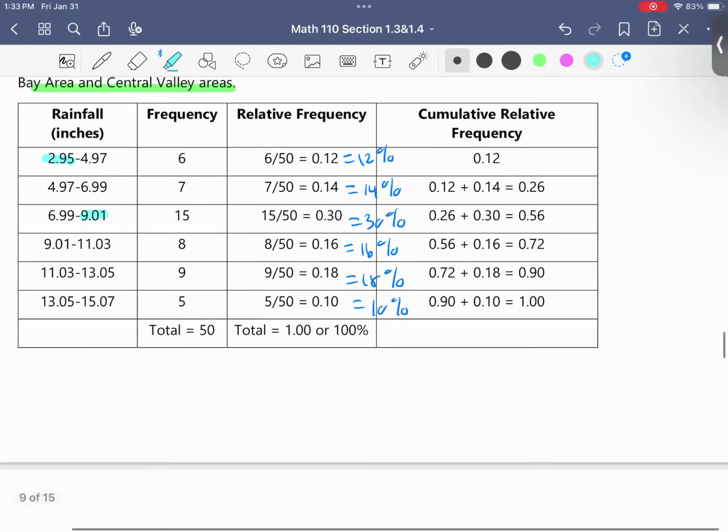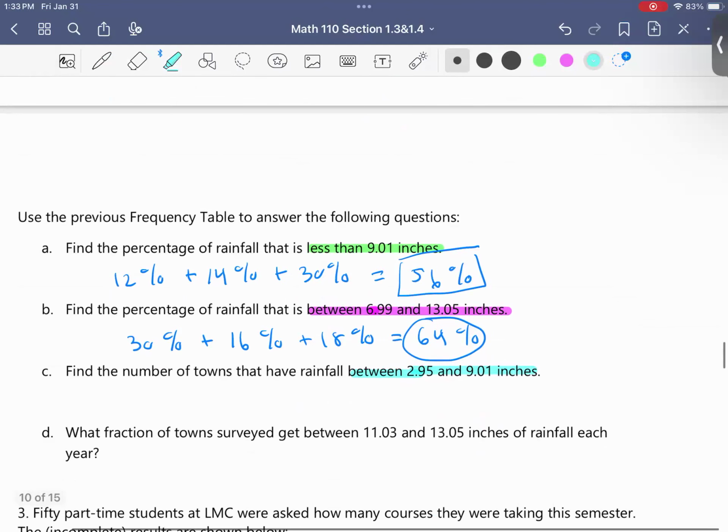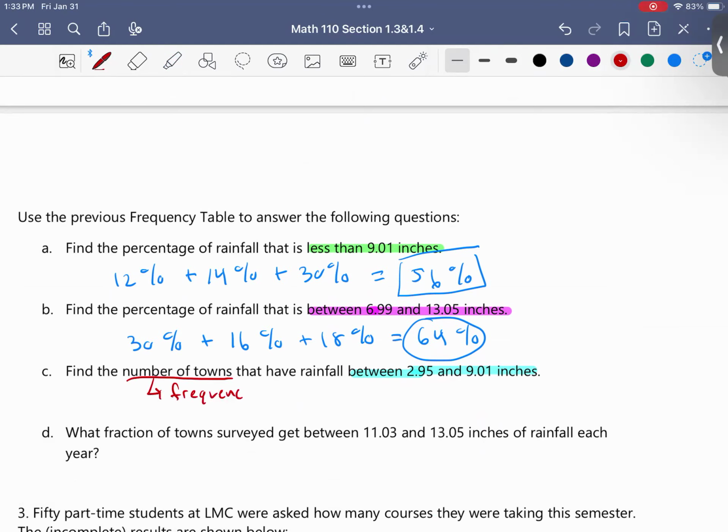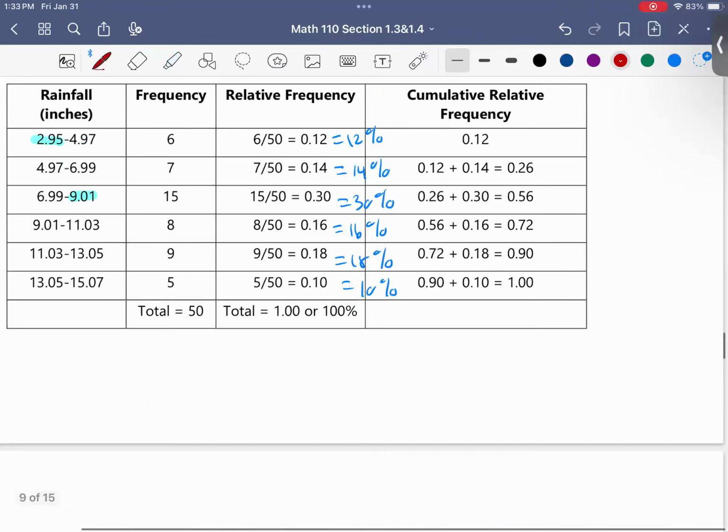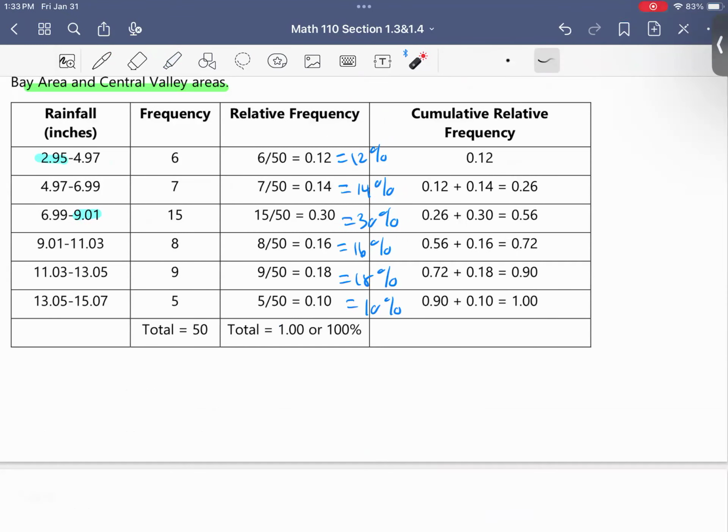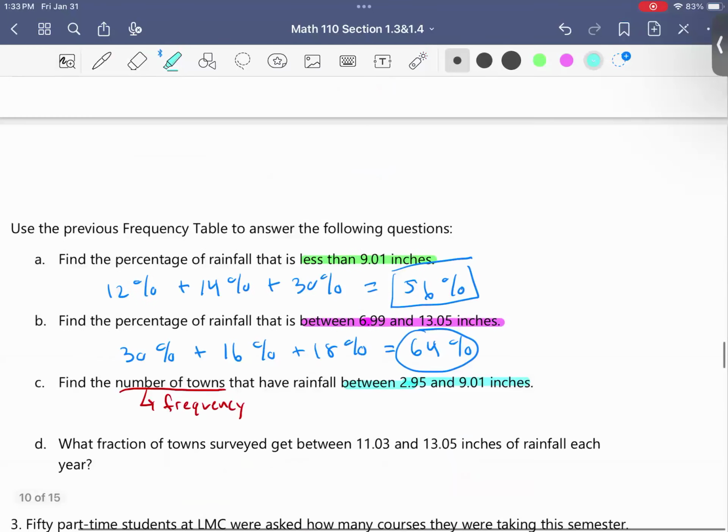And so we're being asked the number of towns. So number of towns, what that means is frequency, the number of. So what we're going to do is add up the frequencies of those classes. So we're going to add up 6, 7, and 15. So let's go ahead and do that. 6 plus 7 plus 15, and that equals 28.